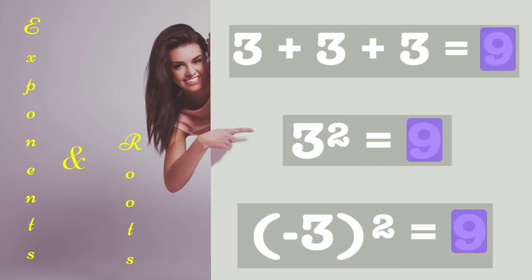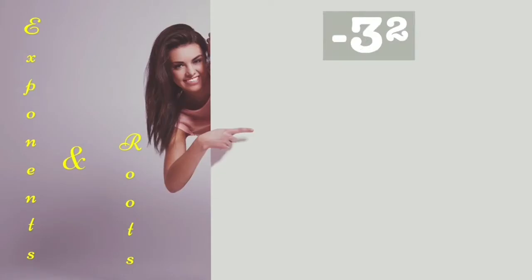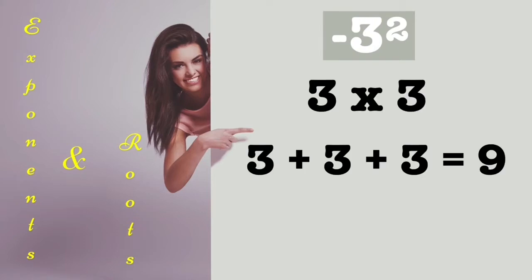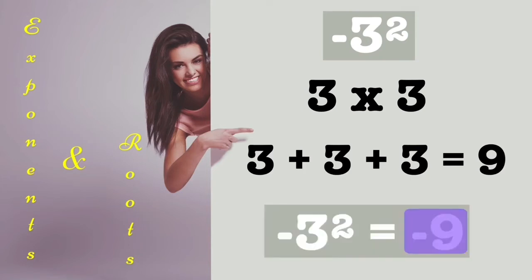Now what about this problem? Everything is the same as before, except the parentheses is no longer there. Without the parentheses, we need to multiply positive 3 by another positive 3, which equals 9. But don't forget about that negative sign to end up with a negative 9. In math, every little detail matters.